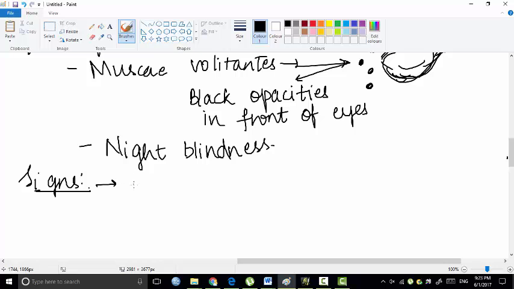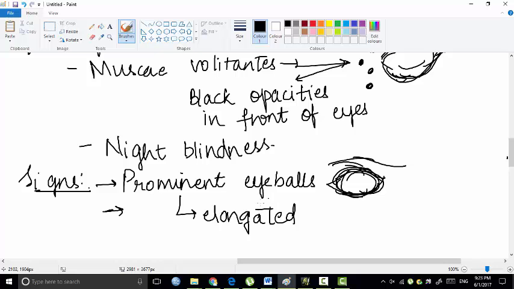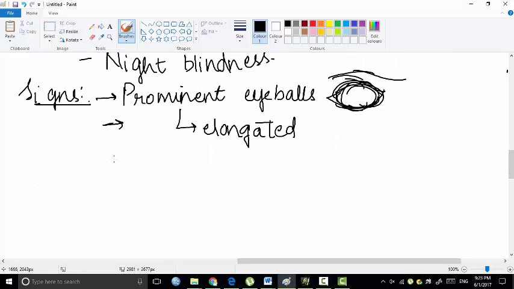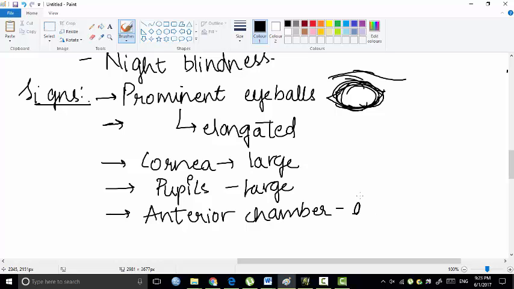The first one is the same as in simple myopia. There may be prominent eyeballs, or they may be elongated. And because of elongation, the cornea will be large, and the pupils are large because of the prominent eyeball. Because of the large pupil and large cornea, the anterior chamber will also be large, or it may be deeper, right?